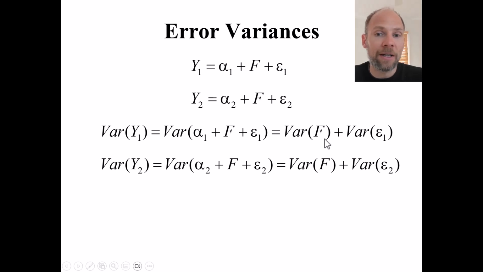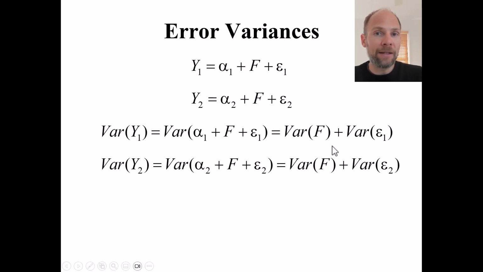And that's because a constant has no variance. So variance alpha 1 is 0. That drops from the equation. And then also there's no covariance between f and epsilon 1. Therefore, we don't have to add a covariance to this variance decomposition. It's simply additive. And the same applies to y2 as well. So we get an equivalent equation here for the second variable as well.